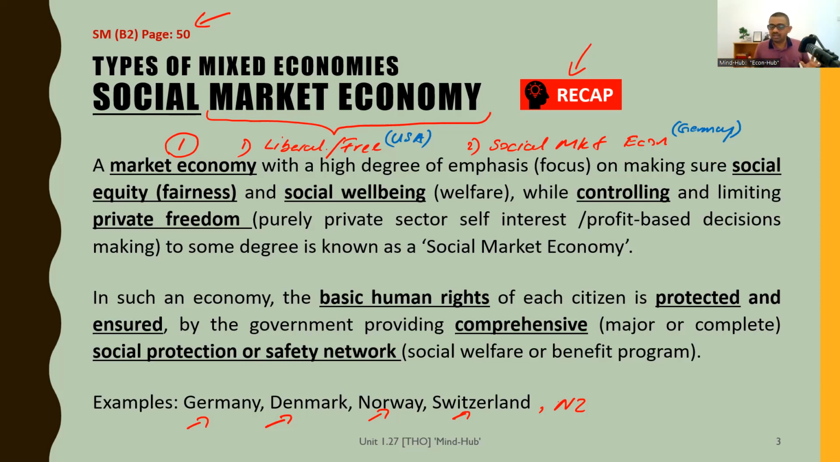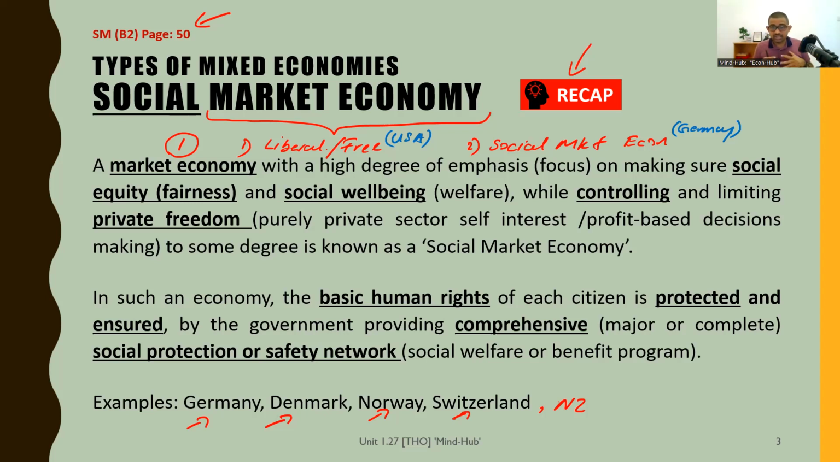That's the system. So seeing this problem, countries like Germany, Denmark, Norway, Switzerland, New Zealand saw it as a big issue. They said, yes, private freedom, we want to be market economies, capitalist countries. We want those values. We want our people to have freedom of choice, freedom of enterprise. We value freedom, we value liberty.